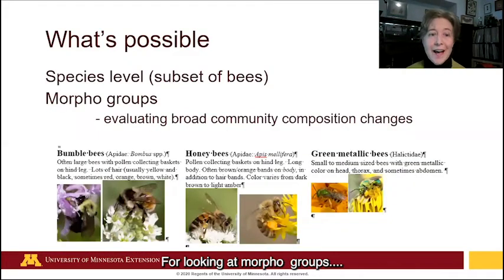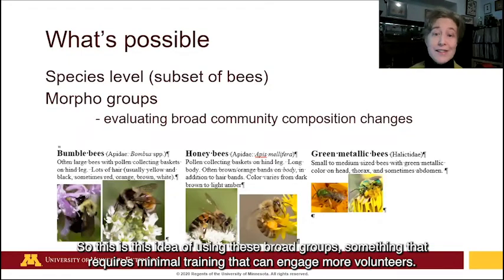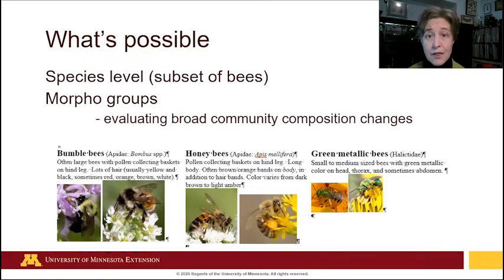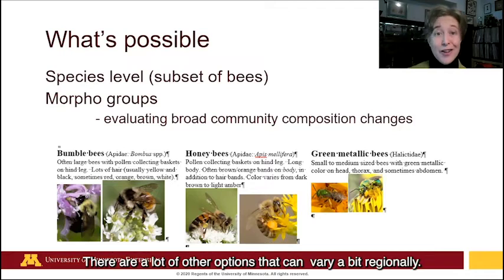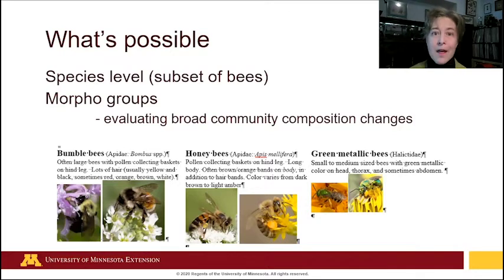For looking at morpho groups, so this is this idea of using these broad groups, something that requires minimal training that can engage more volunteers. There tend to be broader groups like bumblebees, honeybees, green metallic bees. There are a lot of other options that kind of vary a bit regionally.